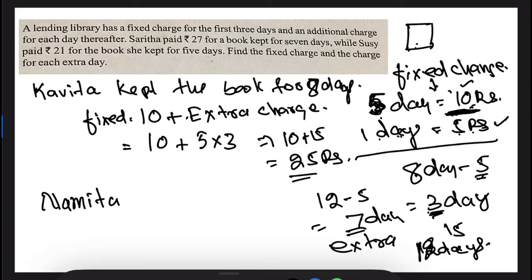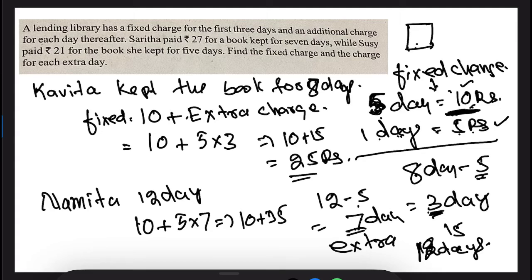Namita, you kept the book for 12 days. So for the first 5 days I will charge 10 rupees. Then after that, each day 5 rupees. How many days extra did you keep? 7 days more, that means 12 minus 5 is 7. So you have to pay 10 plus 35, that equals 45 rupees. Got it? This way it will be calculated, right?